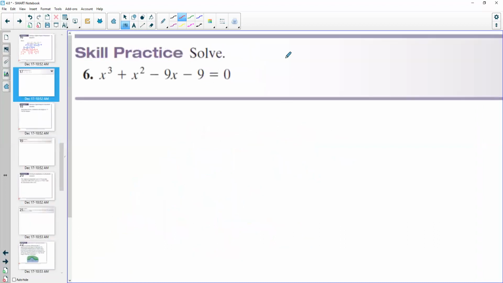Let's look at the next one. We can do a very similar thing here, right? Do you see groups? I do. So do this one the same way we did the last one, okay? When you're finished, you should get x equals 3, x equals negative 3, and x equals 1. Oh, sorry, negative 1. Okay, try it. If you have questions about it, ask in the chat.